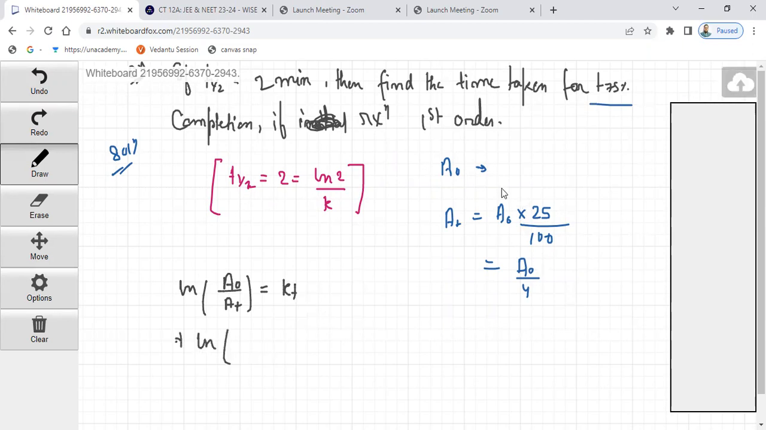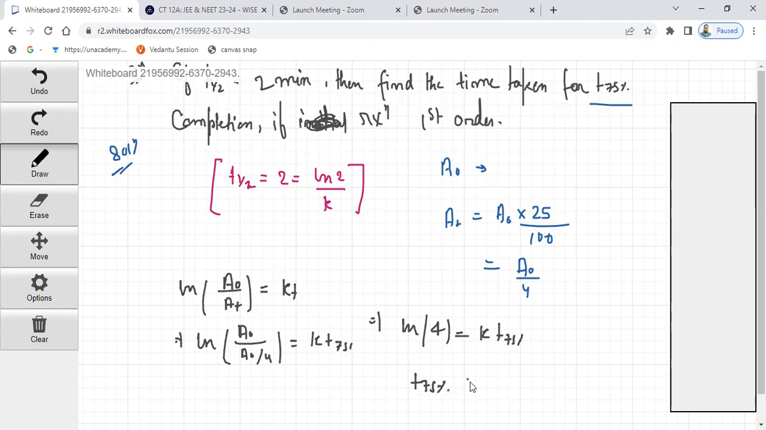What is the A naught value? This is the A naught value. What is the At value? This value will be A naught by 4. So ln of A naught by A naught by 4 is equal to k into t. If we cross multiply, we get ln 4 is equal to k into t 75%. This is the 75% case, where A naught by 4 remains. So t 75% will be ln 4 by k.